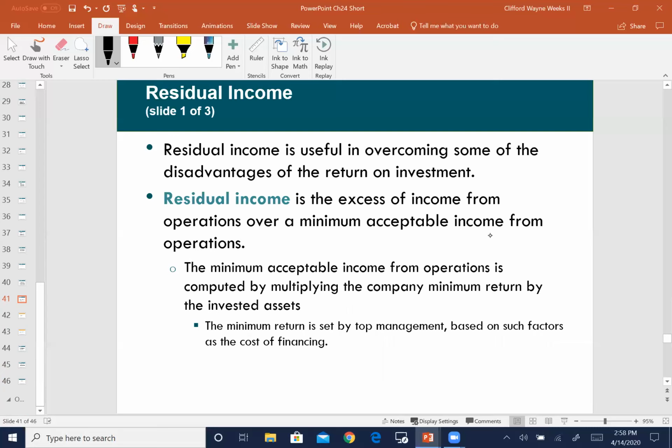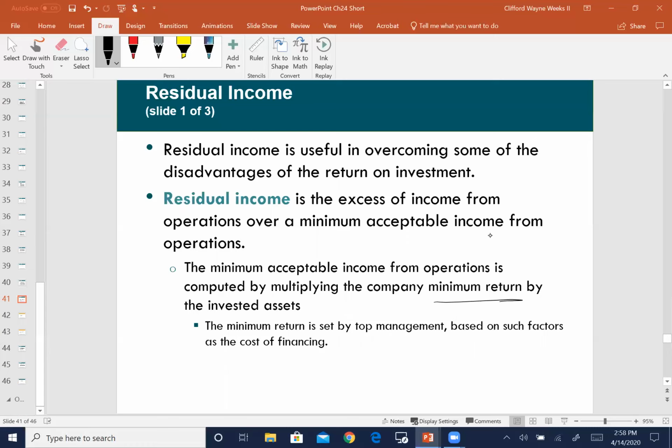Residual income is useful in overcoming some of the disadvantages of the return on investment, where residual income kind of looks at it like it's a hurdle. Residual income is the excess of income from operations over a minimum acceptable income from operations. Minimum acceptable income from operations is computed by multiplying the company's minimum return by the invested assets. So a minimum return, right?